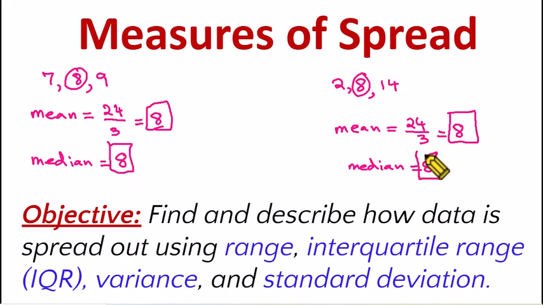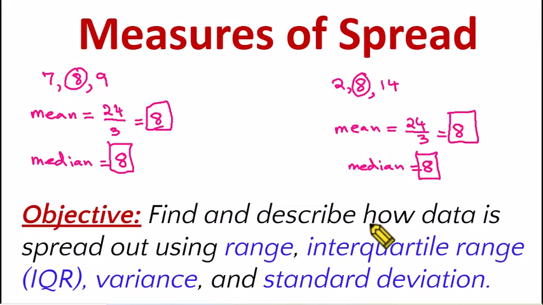However, the data sets are very different. In the first case, the numbers are very close to the center. 7 and 9 are very close to 8. They are only 1 unit apart, each of them, right? In the second data set, they are not as close to the center. So 2 is 6 units from 8. 14 is 6 units from 8. So this second data set is more spread out from the center. So focusing on the measures of central tendency is not enough. That's why there is the need for finding the measures of spread in statistics.